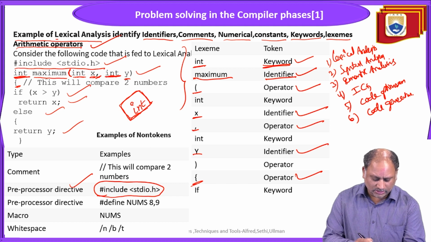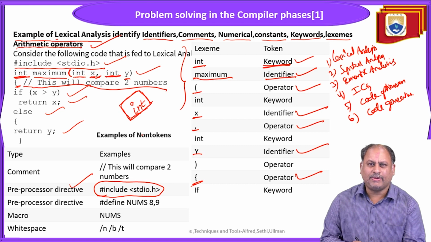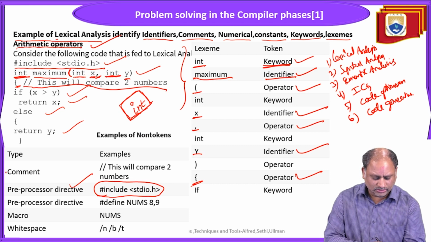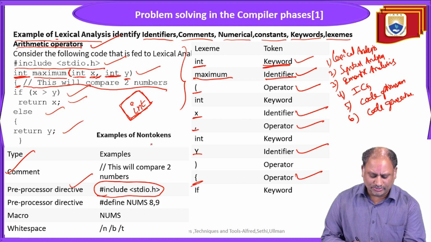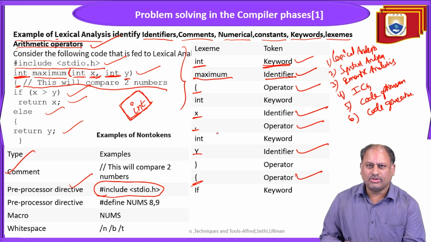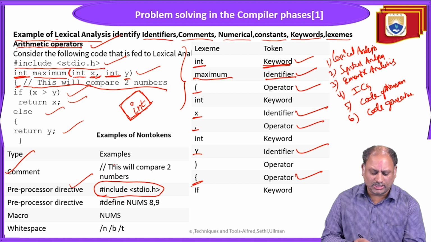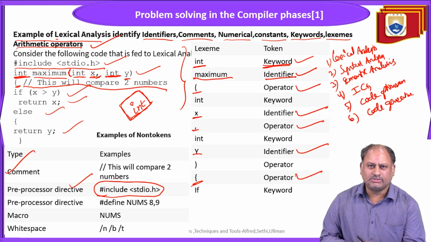Then the double slash followed by this, which compares two numbers, is to be considered as a comment. What type is it? Comment type. Some of them are tokens and some of them are non-tokens, like preprocessor directive, comments, macro symbols, and white spaces. All these are considered non-tokens, whereas the identified lexemes are considered tokens.